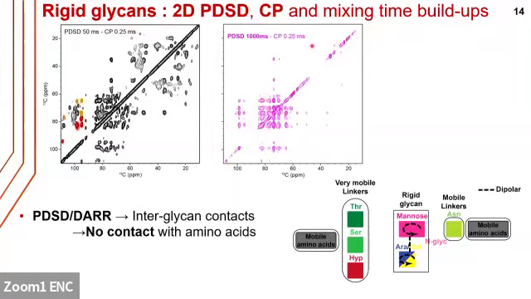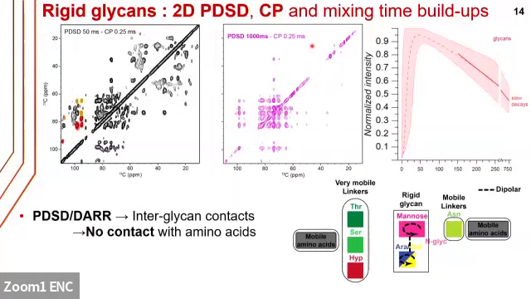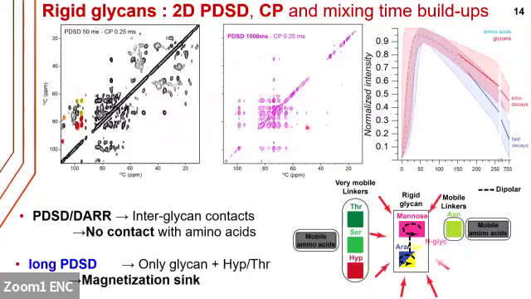This can also be followed by the intensity for glycans, which has a much slower decay when compared to amino acids, which just don't survive at 1 second PDSD. So this would be explained by the glycans acting like a kind of magnetization sink, where the magnetization is trapped, compared to amino acids that relax during that time.